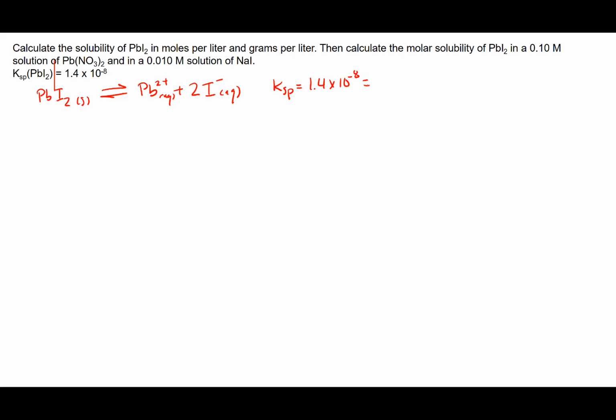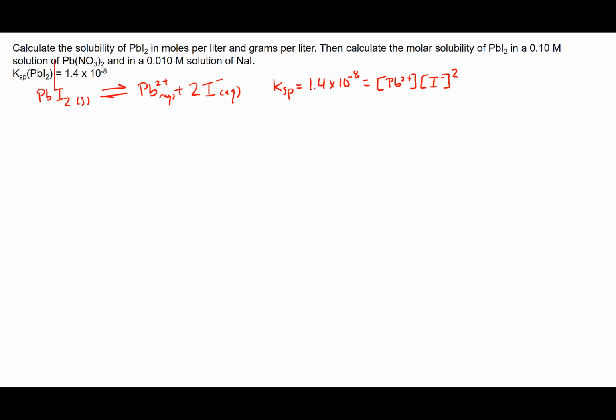Now we can write out the expression for that equilibrium. We have the concentration of lead 2 plus, and then the concentration of iodide squared, because you get 2 iodides out of that reaction. So we have this part right here.